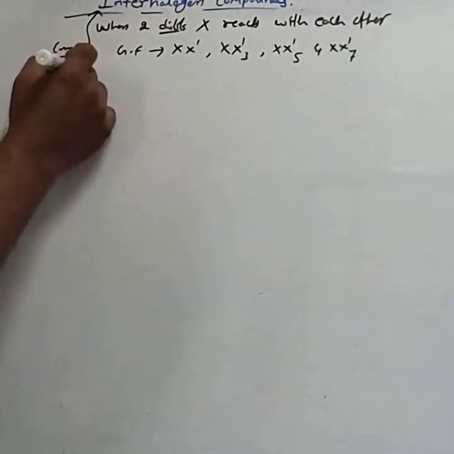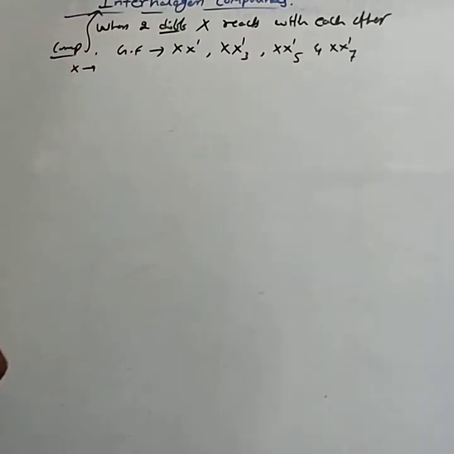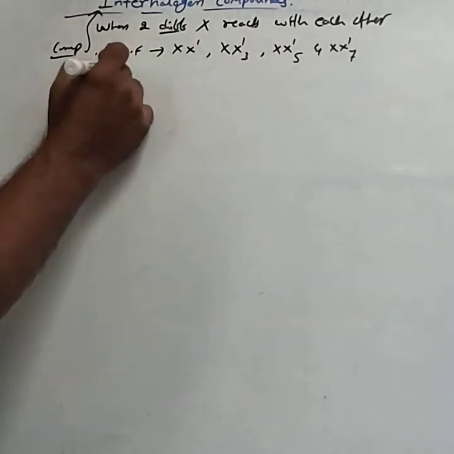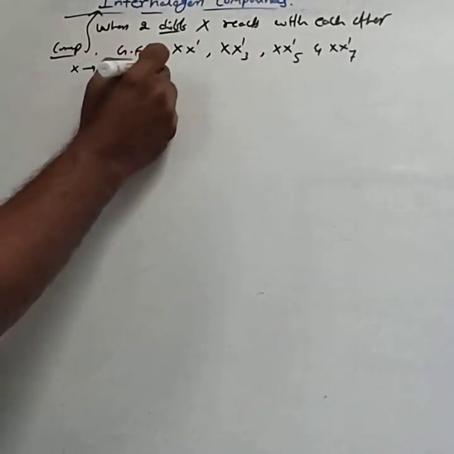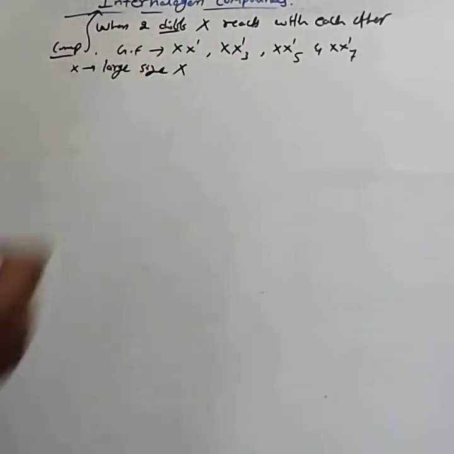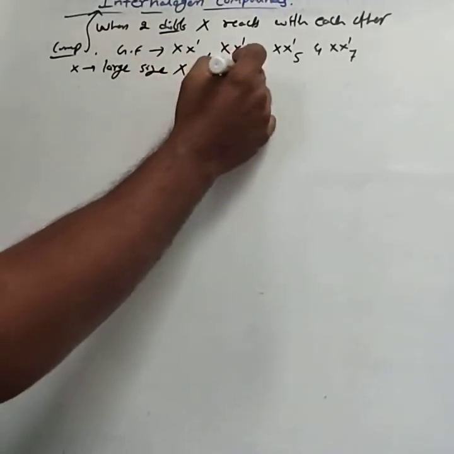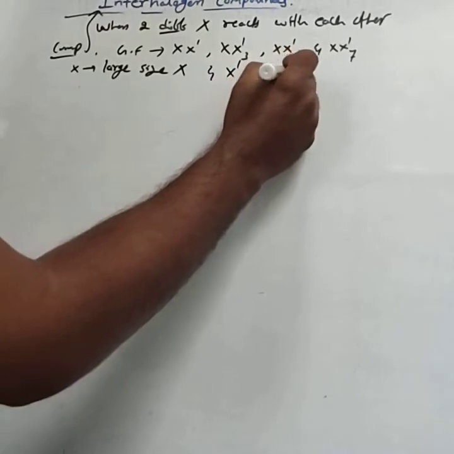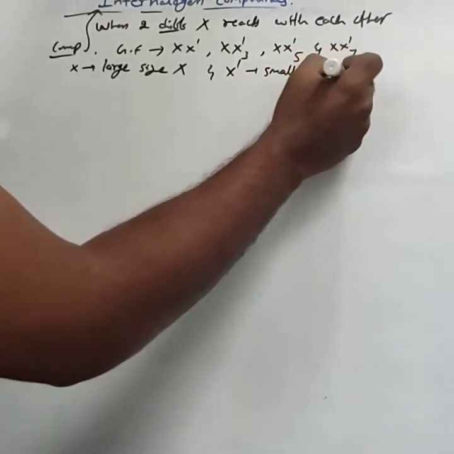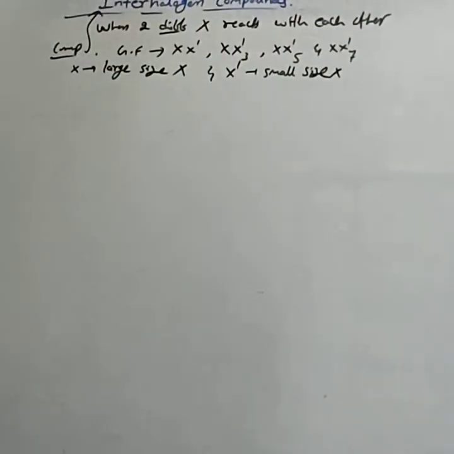Where X is the large size halogen, and X' is the small size halogen.